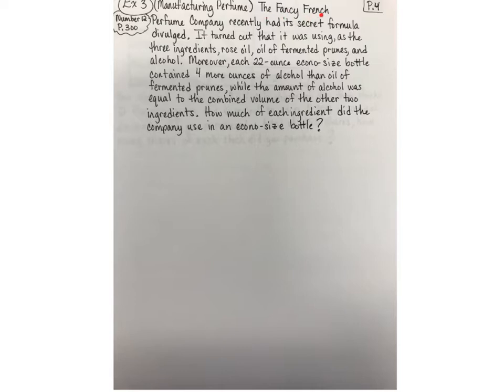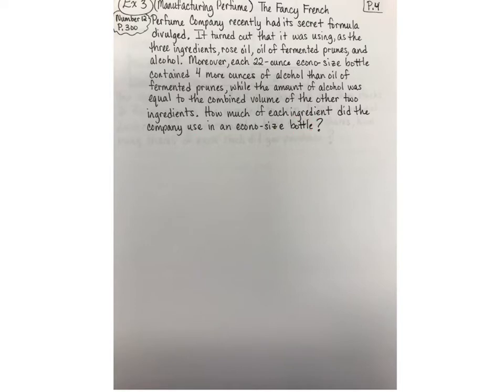It says the fancy French perfume company recently had its secret formula divulged. It turned out that it was using as the three ingredients rose oil, oil of fermented prunes, and alcohol. Moreover, each 22-ounce econo-sized bottle contained 4 more ounces of alcohol than oil of fermented prunes, while the amount of alcohol was equal to the combined volume of the other two ingredients. How much of each ingredient did the company use in an econo-sized bottle?